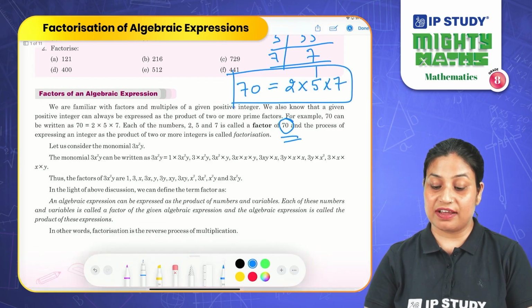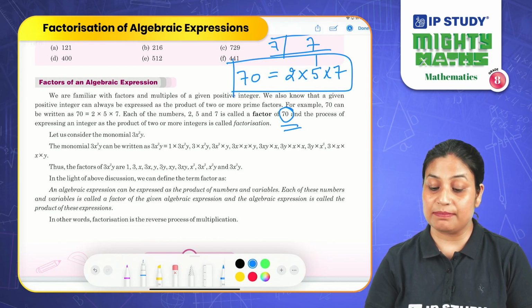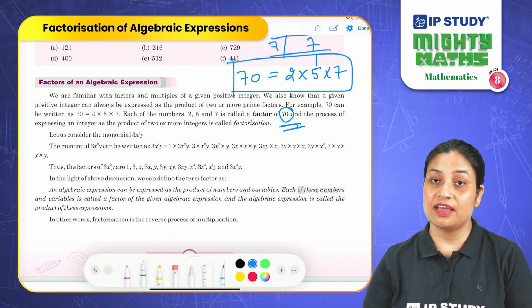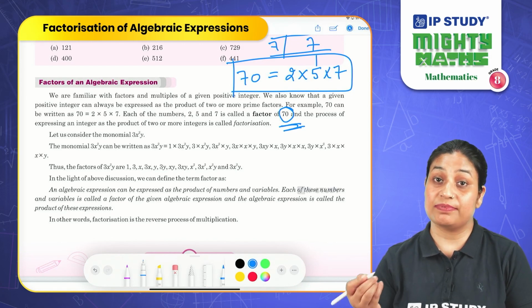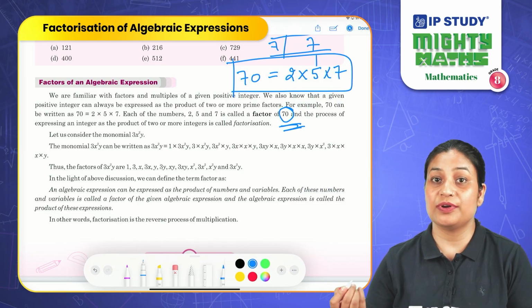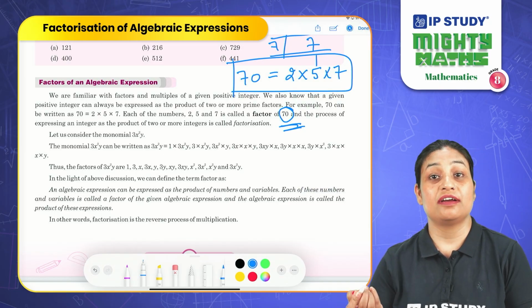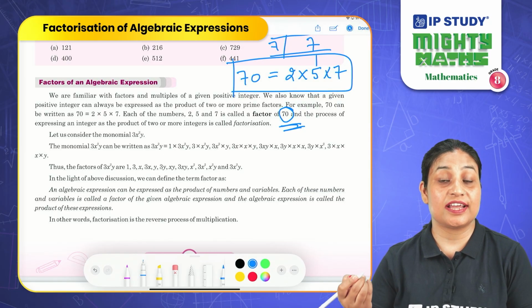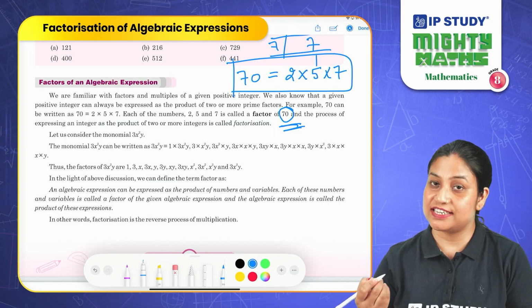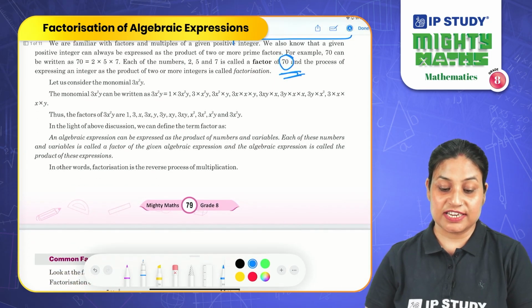So, like we have done prime factorization of number 70, in the same way, we can prime factorize algebraic expression. So, how we are going to do that? How we are going to find factors of an algebraic expression in this way? For that, let's take an example over here.